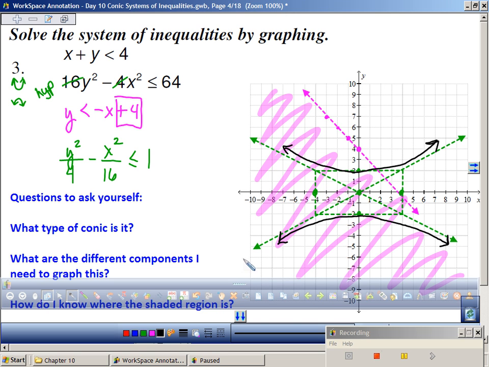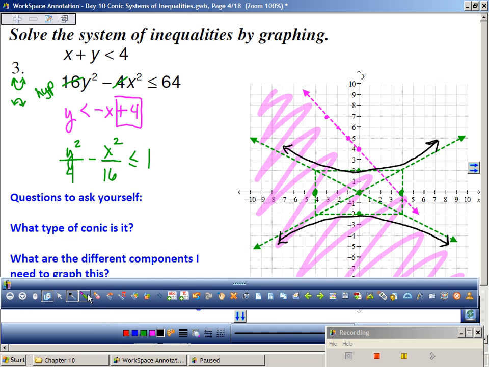Okay. I'm not done. I need to shade it. Look at, I lucked out. It's less than or equal to, so I have solid lines. Okay, how could I shade it?